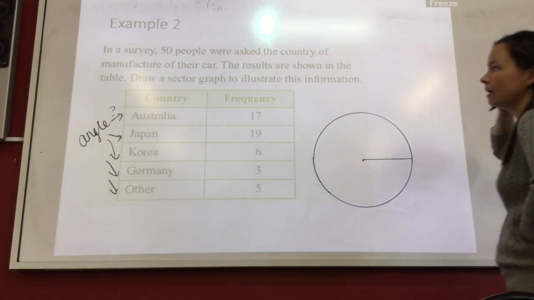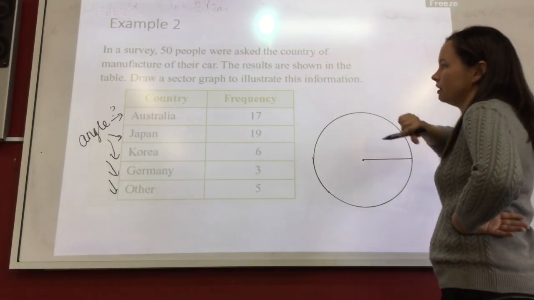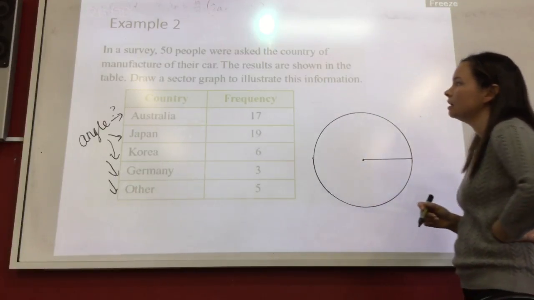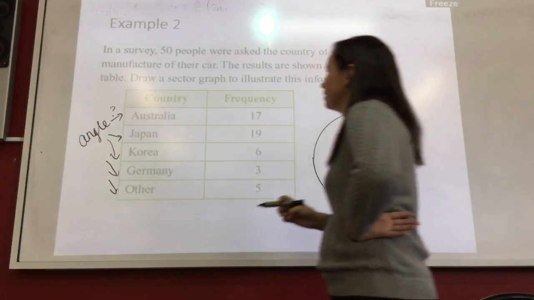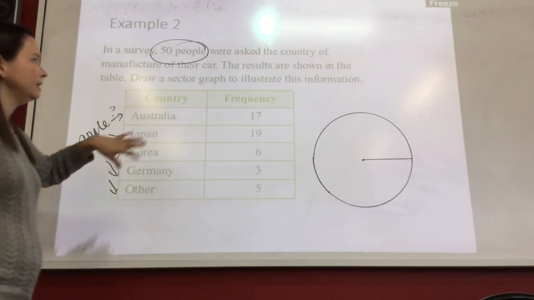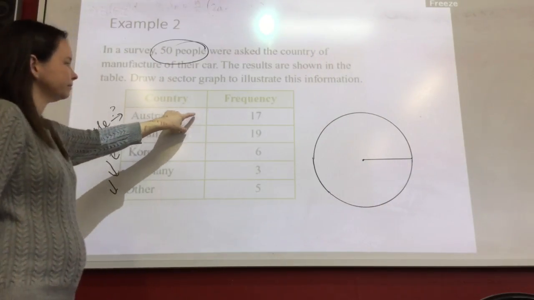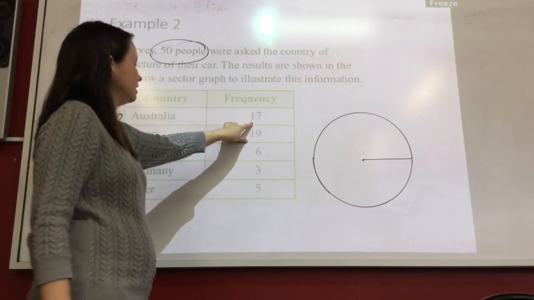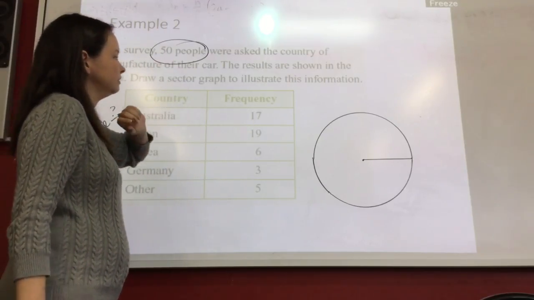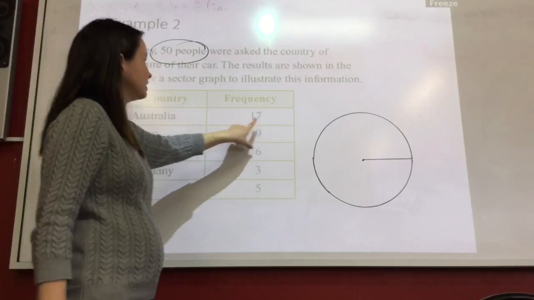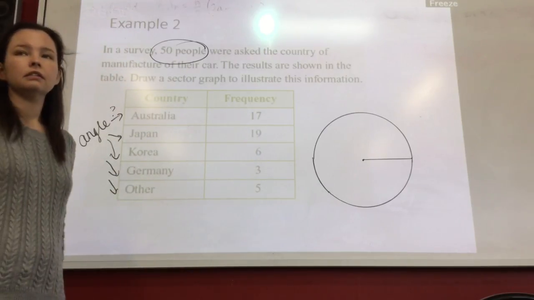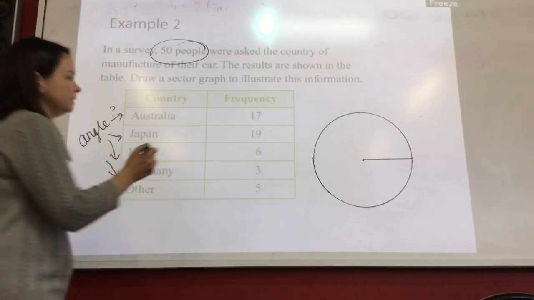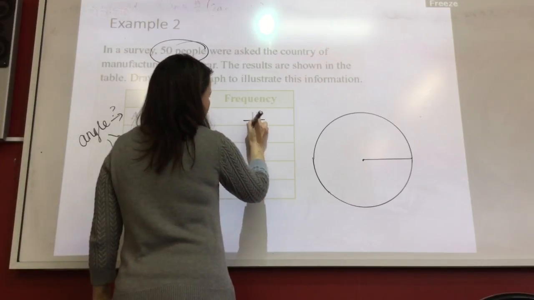So 50 people were asked the country of manufacture of their car. The results are shown in the table. Draw a sector graph to illustrate this information. Step 1, we need to work out what fraction Australia has out of the 50. So if the frequency is 17 and the total is 50, how do I work out that fraction? You put 17 over 50, and you times that by 360?